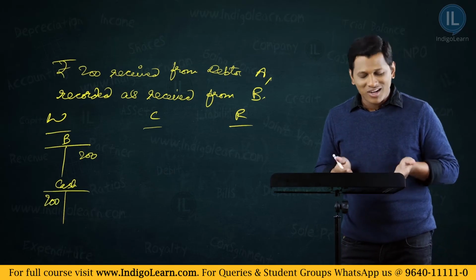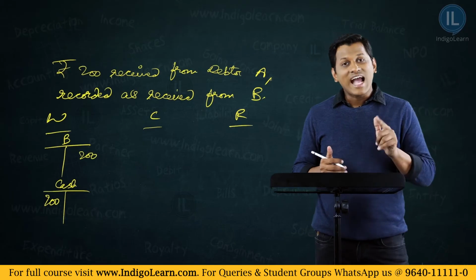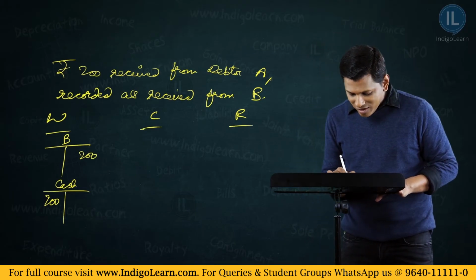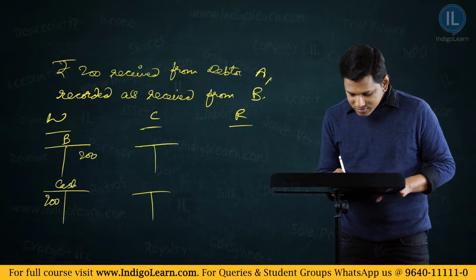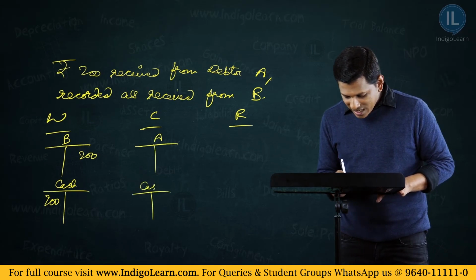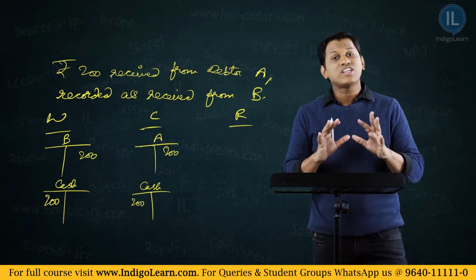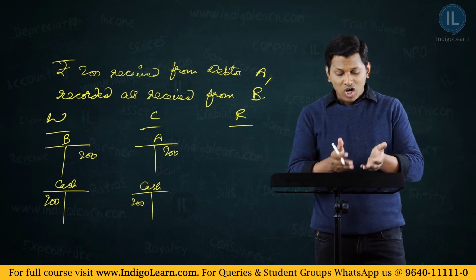But actually this is wrong. You shouldn't have recorded like this. Actually you received the 200 from A. So the correct entry would have been, if you have A and cash, you should have written 200 here, 200 here. So that is what you should have ideally written. But you wrongly recorded it.